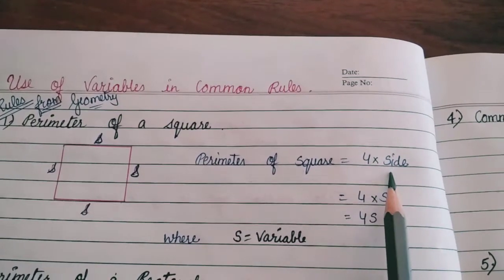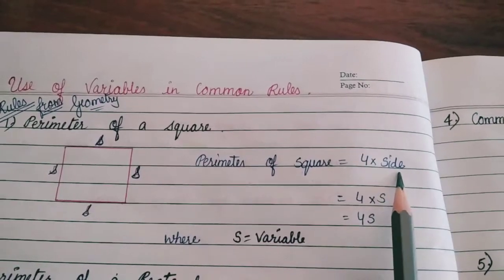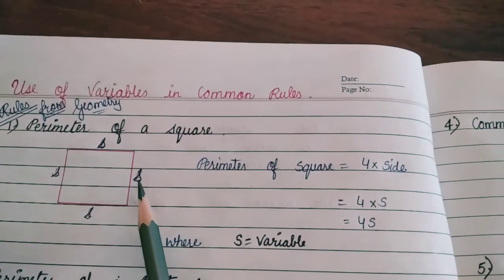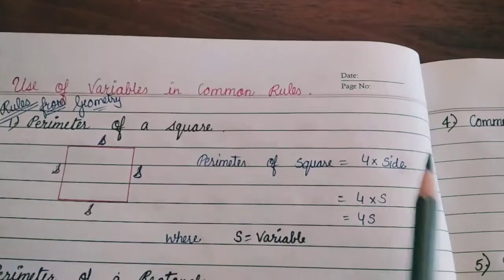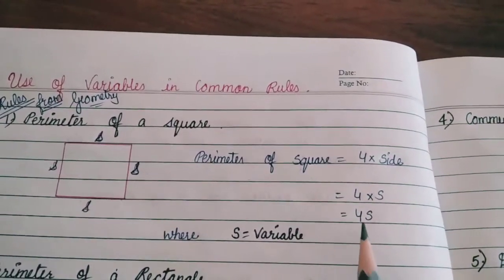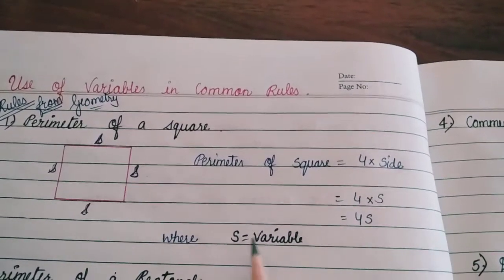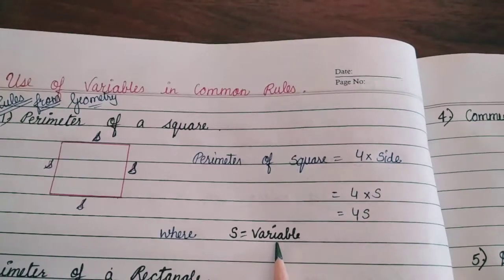So 4 into side. In the place of side, we will put the length of the side, which is given by s. So s will come here. So the value is 4s, where s is the variable.